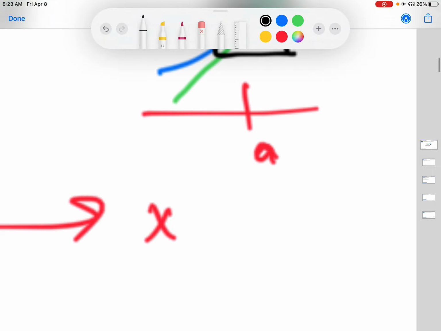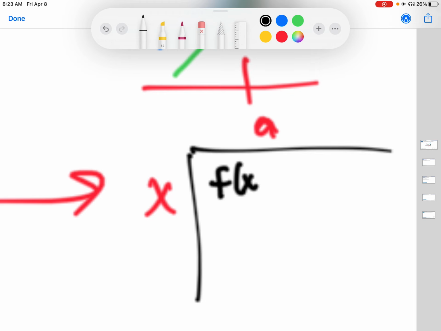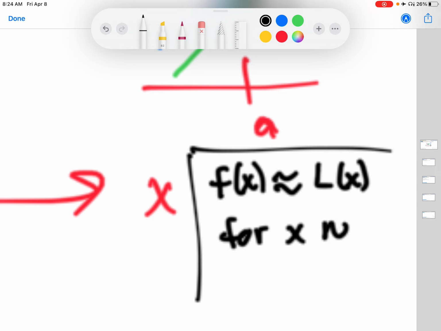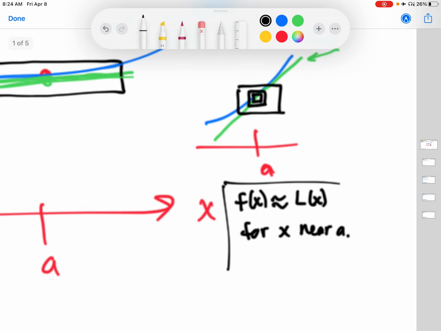So if we were to try to write this out in a very preliminary formula, we would say that f of x is approximately, let's just call the tangent line L of x, L for line, is approximately L of x for x near a. That would be one way to phrase it. In other words, the values of the function f of x are approximately the values of the tangent line when x is near a.